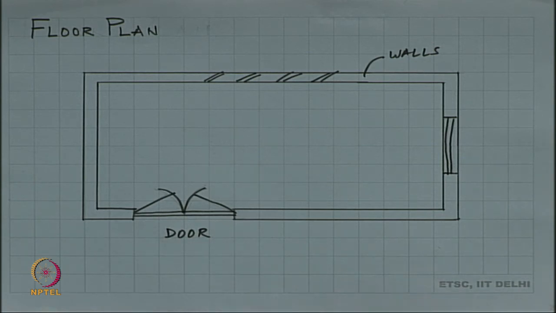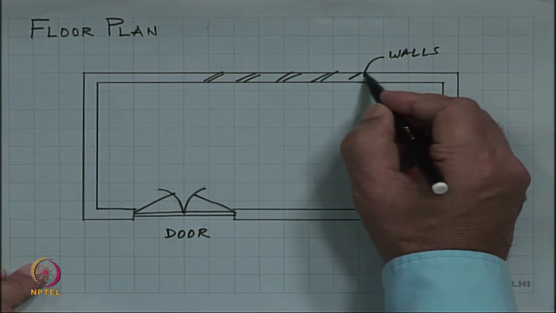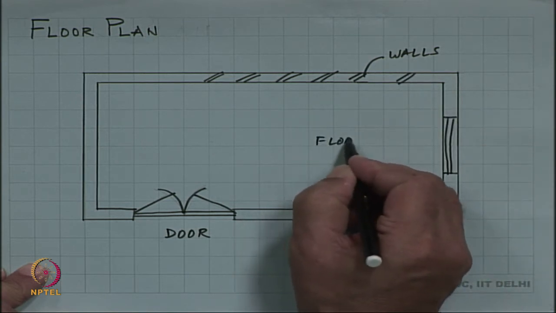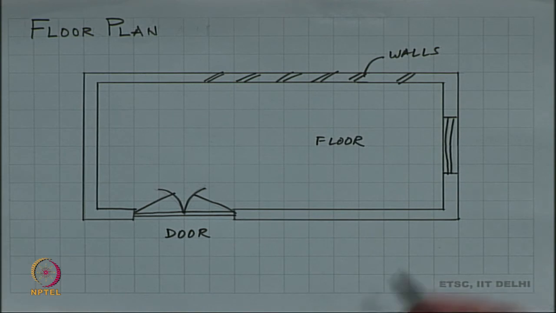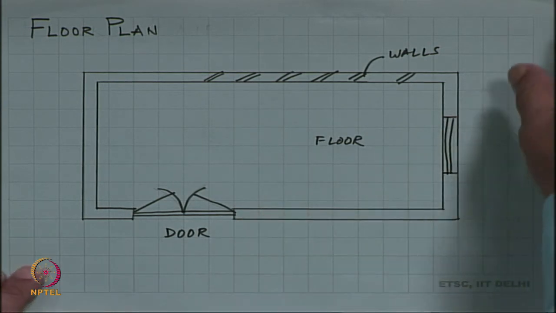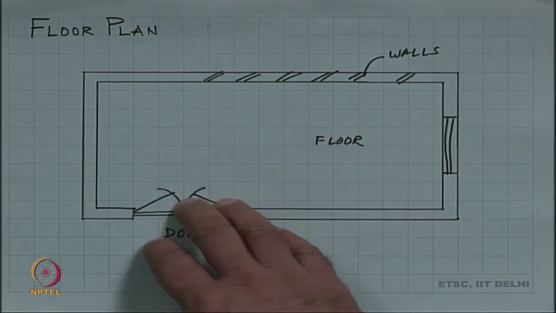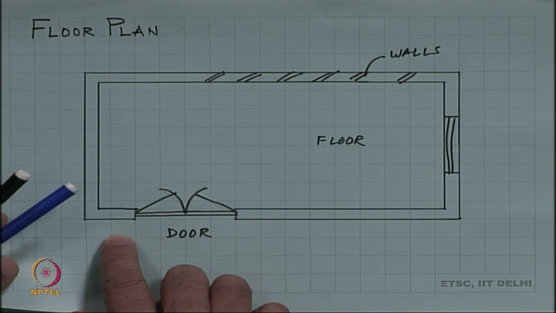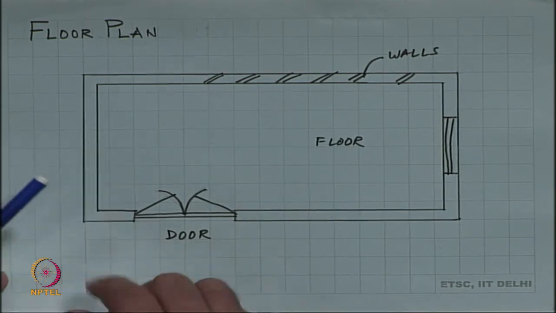So, in that particular construction, we have now shown everything that we needed to see. This is the walls, this is your floor, that is the window, and that is the door. All the important features that were there in that simple construction have now been represented in a true view. And it is on this view that we will give all the dimensions.